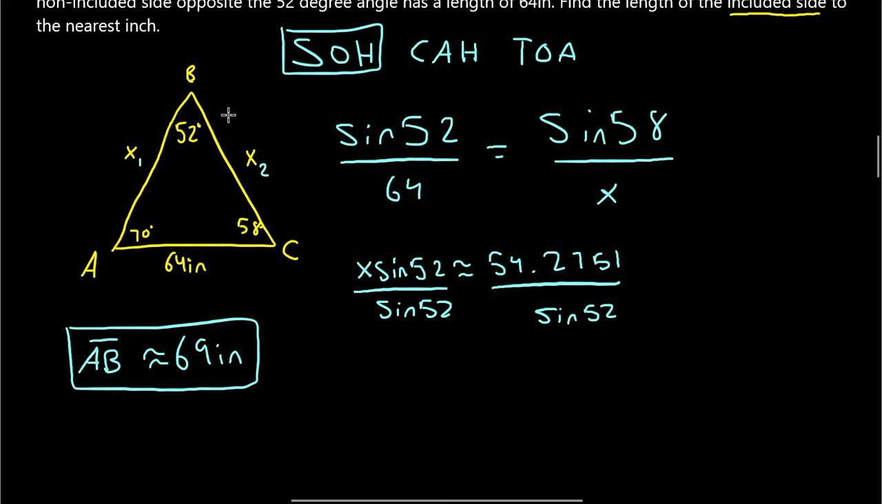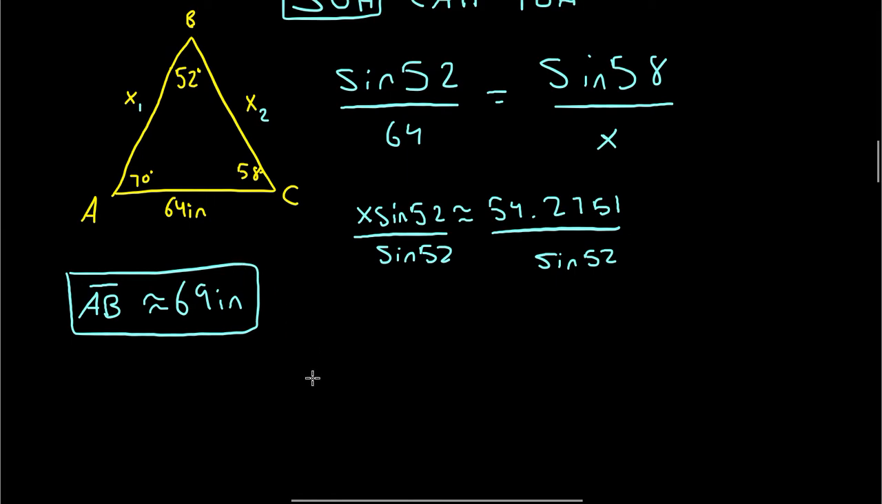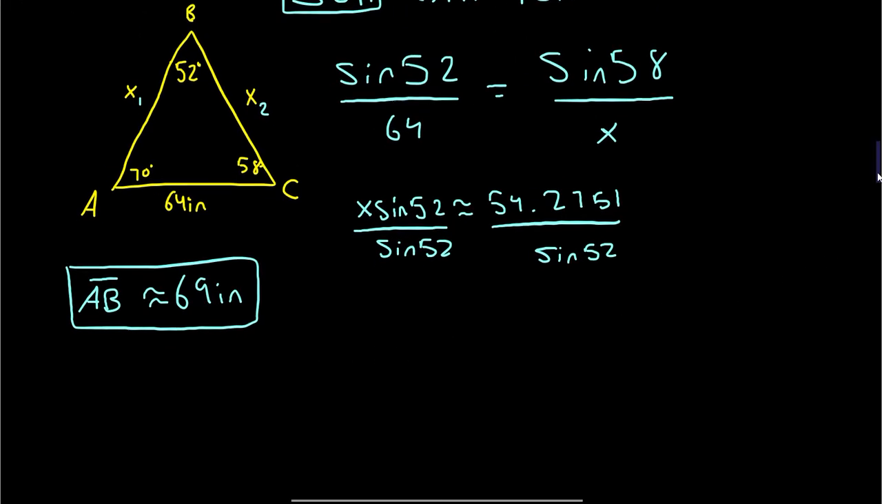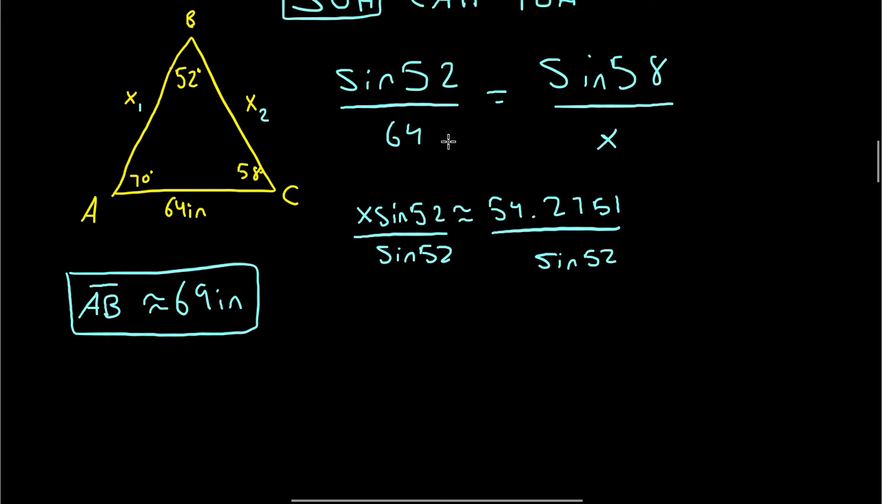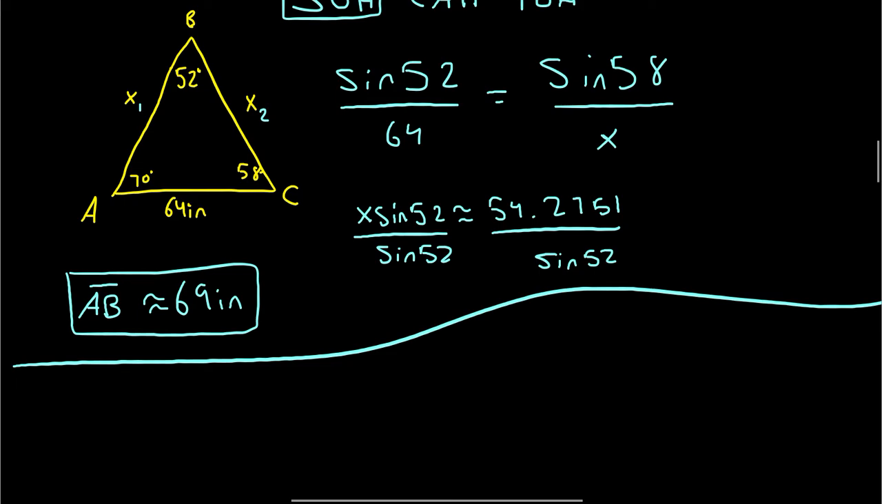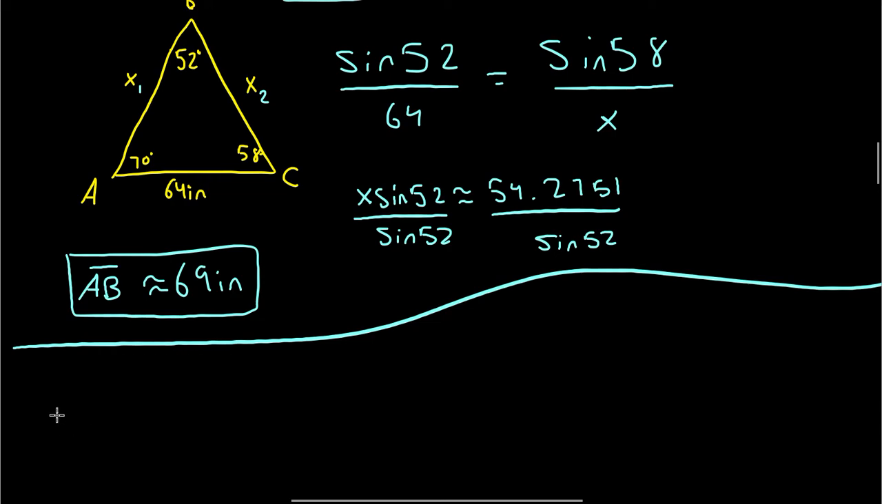Then in order to find side length BC, which is x sub 2, we're going to keep our same sine of 52 over 64. Let's draw a little divide here and use a different color, a more purple color. We have that sine of 52 over 64 is equal to sine of 70 over x.